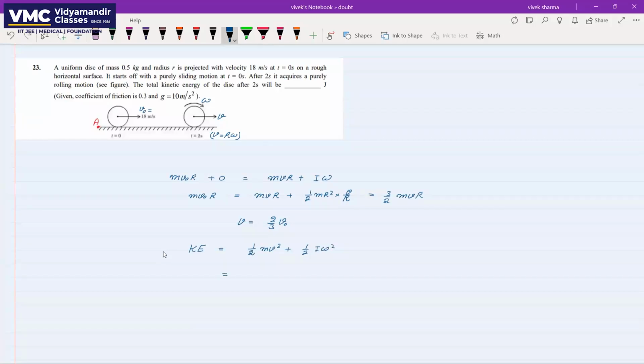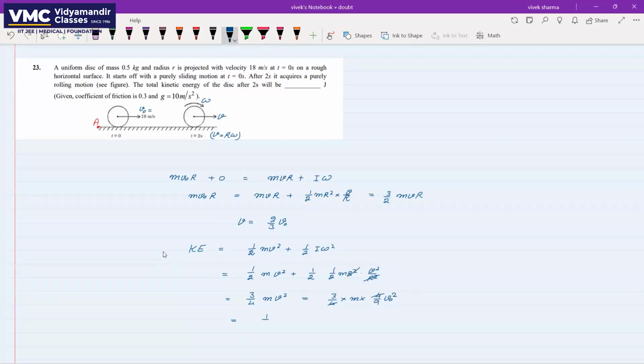kinetic energy. Translational kinetic energy will be half m v square plus half I omega square, it is half m r square into omega square. Again it is v square upon r square. This will get cancelled out and it will become 3/4 m v square. v की वैल्यू प्लेस कर देते हैं, it will become 3/4 m v square. It will become 4/9 times of v naught square, and from here 4 it will get cancelled out.